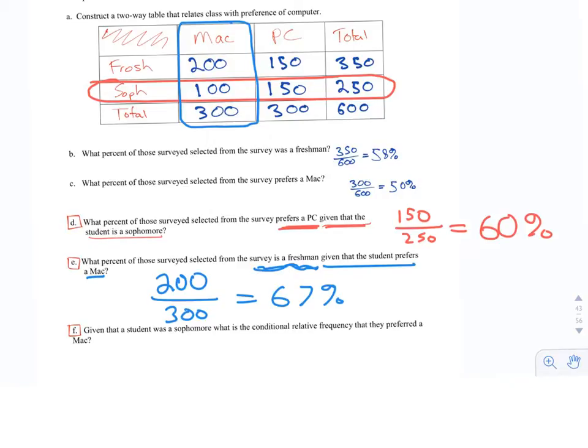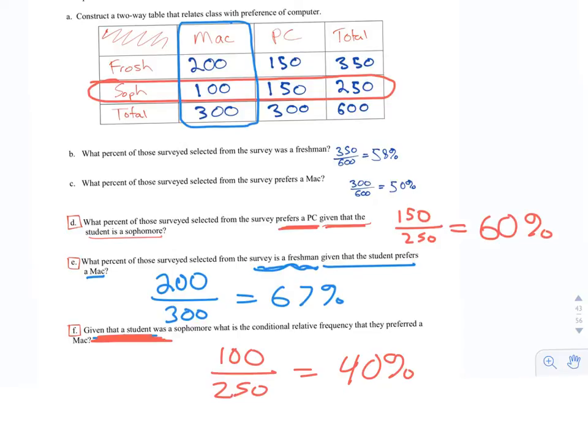We did this one correctly in class. Given that they're a sophomore, we're going back to the sophomore row. Given that they're a sophomore, what is the conditional relative frequency that they prefer a Mac? Out of all the 250 sophomores, the ones that prefer a Mac were 100, and that's going to give me 40%.